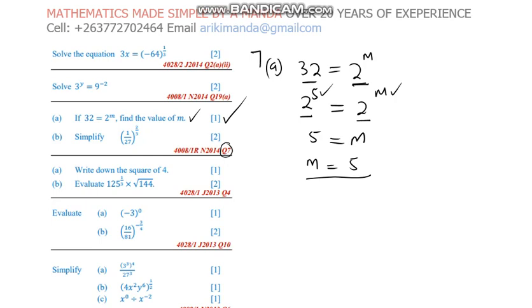Let's look at number 10 of June 2013. Let's look at 10A. In 10A, we're given minus 3 to the power 0. What does the question say? The question says evaluate. Evaluate simply means find the value of minus 3 to the power 0. Any number raised to the power 0 is 1. So the answer is 1. We simply write a 1 and earn our 1 mark.